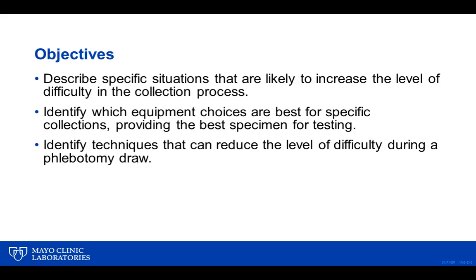The objectives today are to describe some specific situations that are likely to increase the level of difficulty in the collection process. So, tips and tricks for difficult collections. As most of you or all of you are aware, getting the blood is only part of being successful, because we'll also look at some equipment choices that are best for specific collections, particularly focusing on making sure that once we get the blood, we actually have a high quality specimen, one that reflects the actual current status of the patient at the time of the collection.